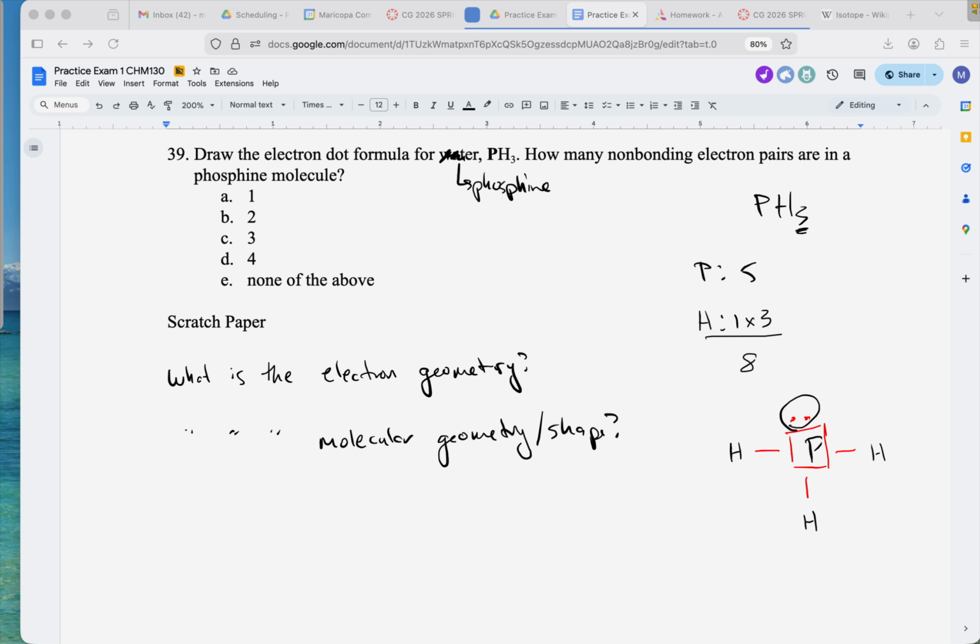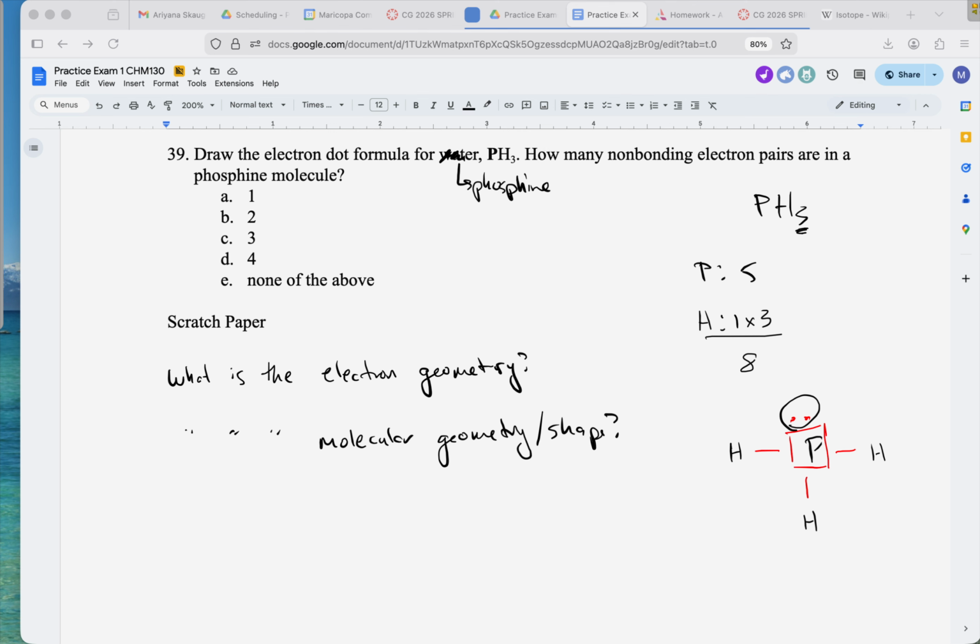The next part: what is the electron geometry for phosphine? If we were just asked right out of the gate, instead of how many non-bonding electron pairs, just draw the electron dot formula for phosphine, what is the electron geometry? What do you have to do? You have to draw it out. Once you've got it drawn out, now what do you do? If you had the box drawn around it, you could look at each of the faces of the box and say, does it have electrons? Yeah. All 4 faces have electrons, which means the electron geometry is tetrahedral.